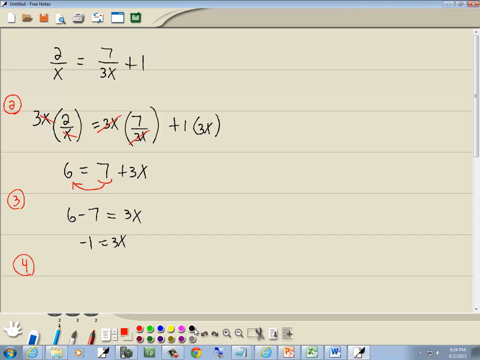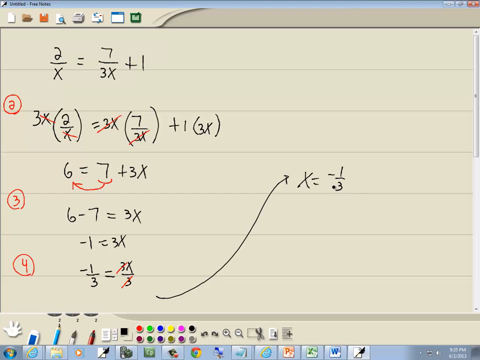And step 4. Divide both sides by the number in front of your x. Well, the number in front of your x is a 3, so we want to divide both sides by 3. So 3's cancel there, and we end up with x is equal to negative 1/3.